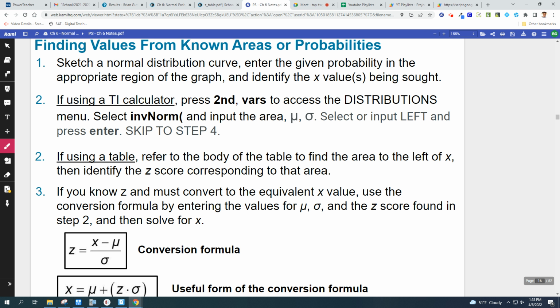So then this slide says finding values from known areas or probabilities. We're just going backwards. If you're using the chart, you just use the chart backwards, okay? If you're using a calculator, it's a little bit easier. You're going to have a new function, inverse normal, okay? So you input the area, the mean, the standard deviation, and then you select left or right or whatever. So you're going to have 4 arguments in there, 4 things to plug in. But if you're using a calculator, you can use the inverse normal function.